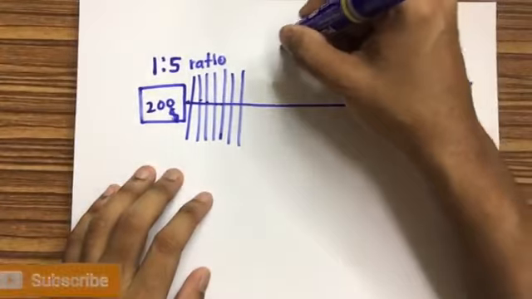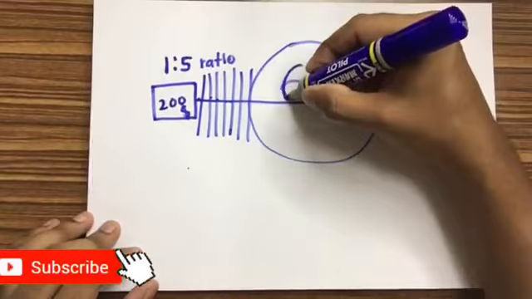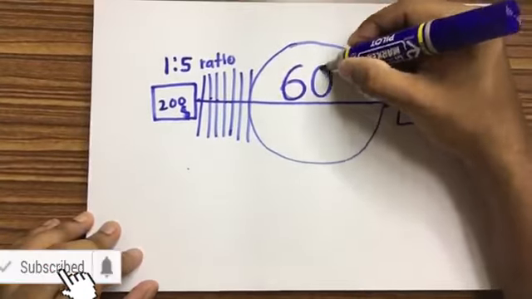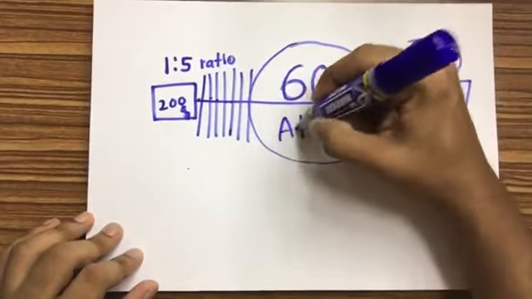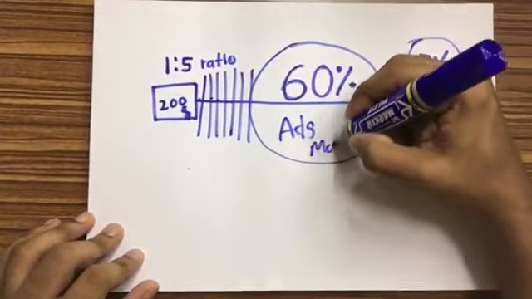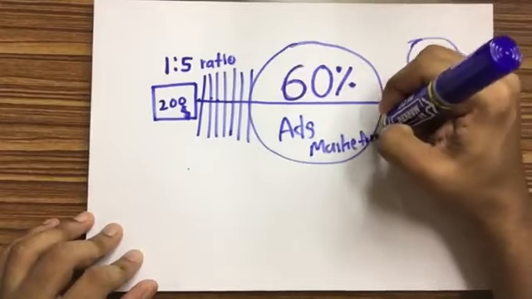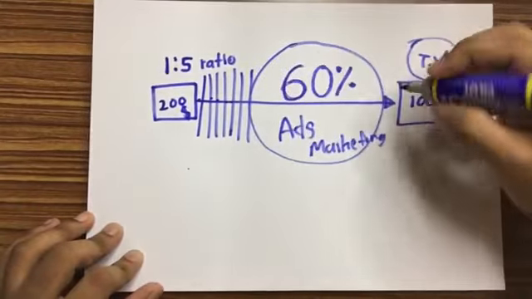And apart from that, about 60% of the money goes to advertisements, which we call the marketing budget. So who will be getting this money? Media.